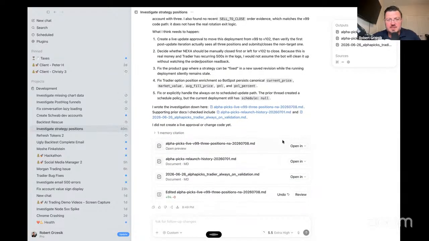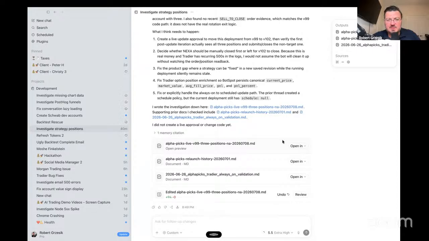Are you saying fixed trade option position enrichment? I guess that's a change to LumiBot. If you want to make a change to LumiBot, that's a much more detailed thing to do. If that's the case, I'm not so sure I want to be making that change right now, unless we're very confident that we could do it easily and get it working quickly.